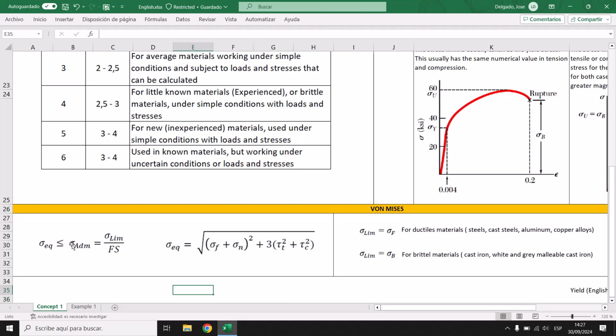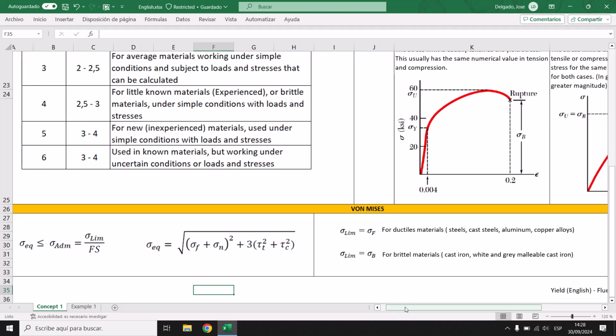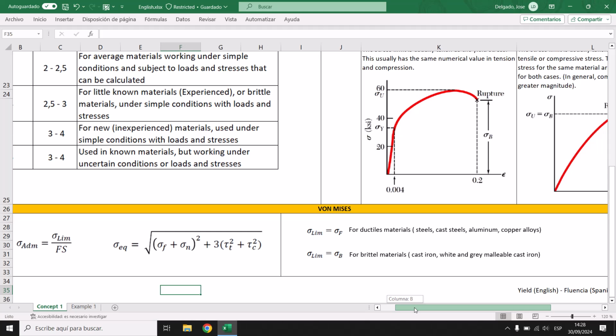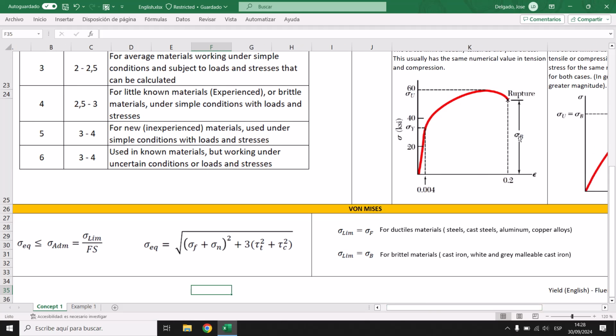Something maybe you should know, if you have some questions: this is less than or equal because you wanna design your system. If you wanna break your system, you should use the other. That means the equivalent stress should be bigger than the admissible stress or your limit stress. So if you wanna break it, but if you wanna only design to have a good reliability of your design, you should use this.